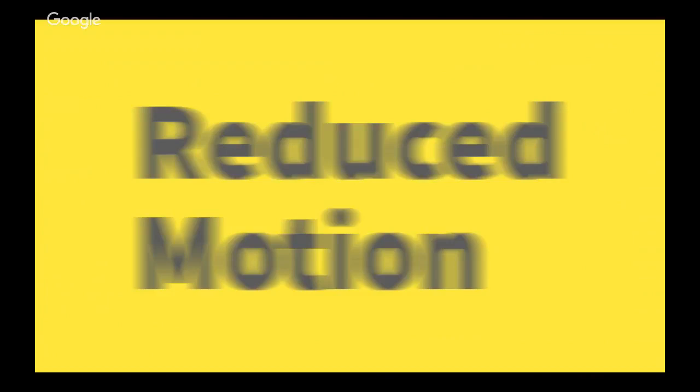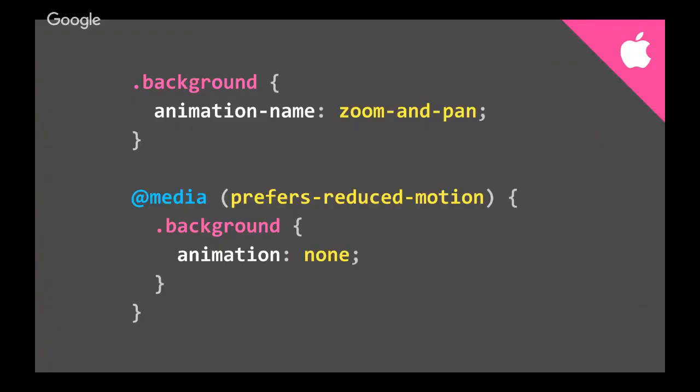So reduced motion, what's that? Well, it's exactly what it says it is. It allows you to target users who have explicitly stated a preference for less motion in the UI animation. This is great for people with vestibular disorders or ADHD, or for people like me, impatient curmudgeons who have no time for watching gratuitous UI animation over and over again.